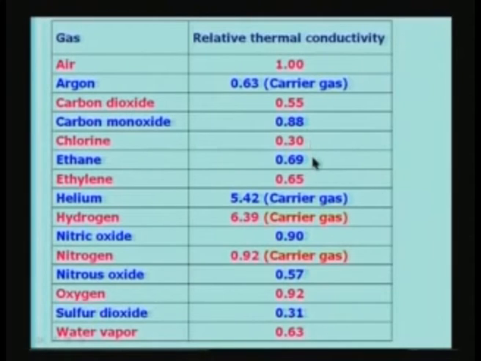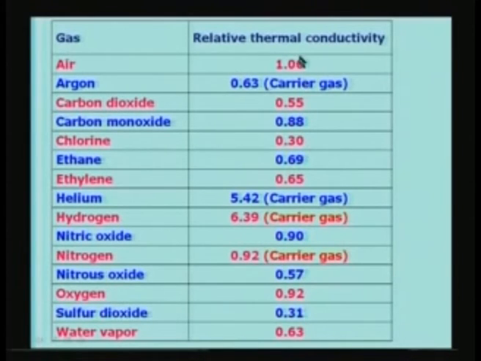Chlorine is 0.3, ethane is 0.69, ethylene is 0.65. You see here helium, which is used as a carrier gas. It has an extremely high thermal conductivity of 5.42, so it is 5 times as conducting as air. If you take hydrogen, it is even more so. You will also notice one thing, if you are careful, that the lighter the gas is, the smaller the molecular weight, the higher the thermal conductivity. That is what you will see here. For example, hydrogen is a very light gas and has a very high thermal conductivity, 6.39, as compared to 1 for air. Nitric oxide is 0.90, then nitrogen, which is also used as a carrier gas.